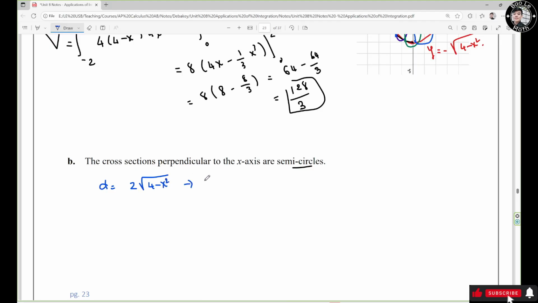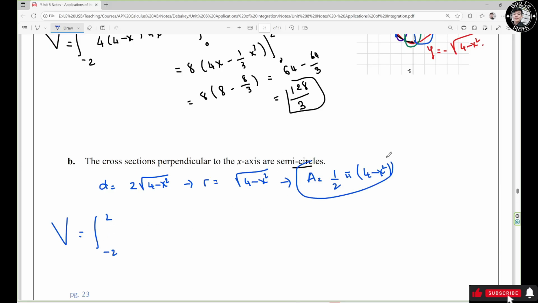And then you need to find the radius. So the radius is square root of 4 minus s squared, right? Now you need to find the area. It's going to be 1/2 pi times r squared, which means 4 minus s squared, right? Because you square this one, it's going to be this one, right? Now the volume is going to be the integral from -2 to 2 of this one right here, right? So 1/2 pi, I'm going to put in the front, pi over 2, so I have 4 minus s squared ds right here, right?